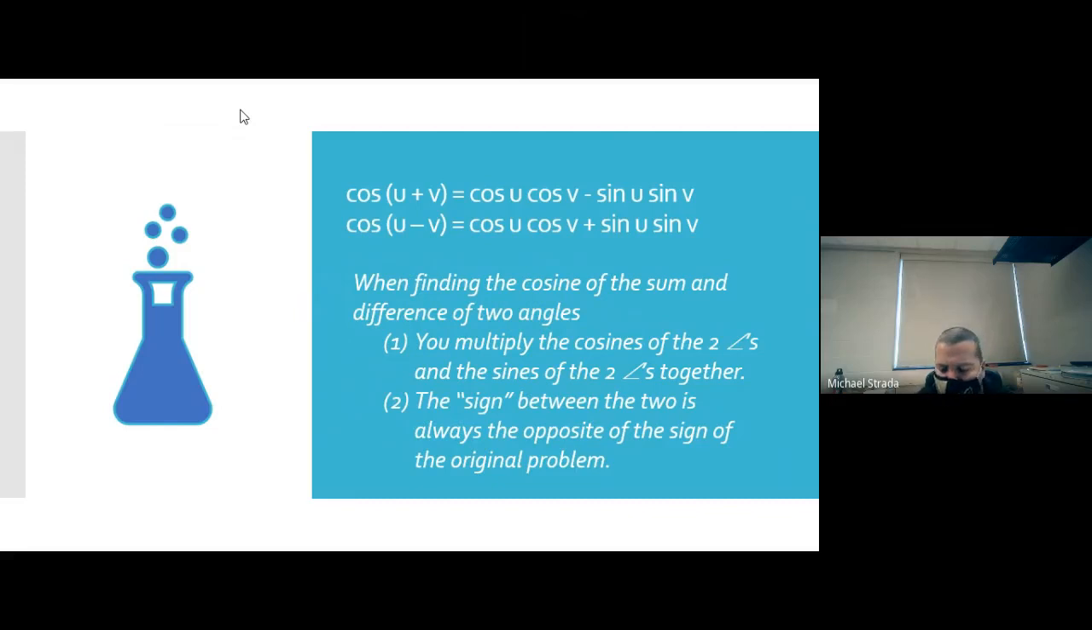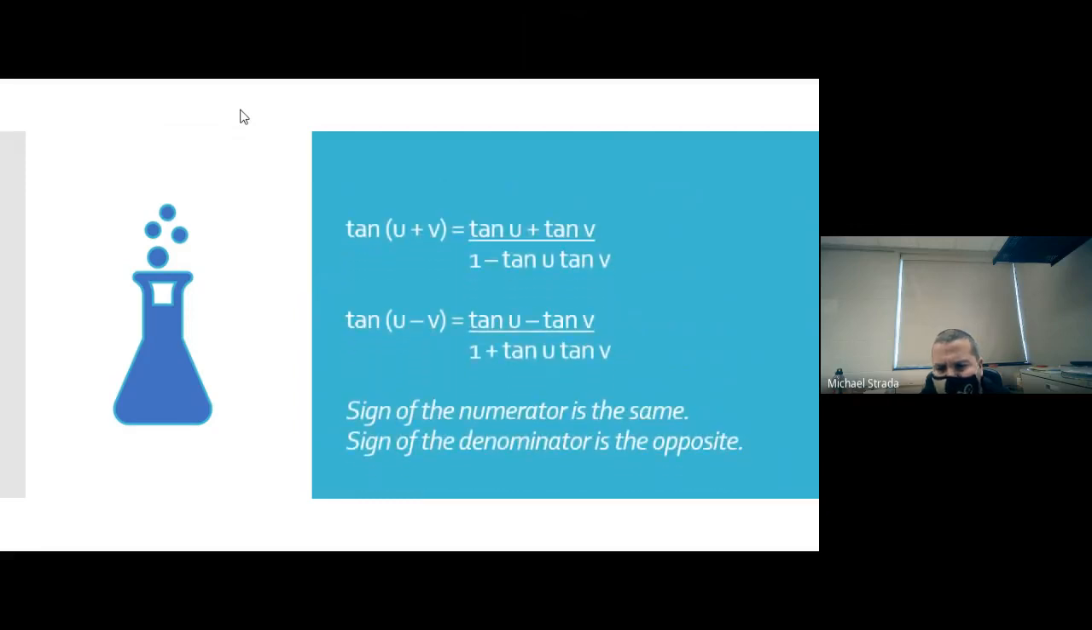All right, and then the two trickiest to do because they're complex rational expressions. Tangent of u plus v equals tangent u plus tangent v over 1 minus tangent u tangent v. Tangent of u minus v is tangent u minus tangent v over 1 plus tangent u tangent v. The sign of the numerator is the same as the original problem. The sign of the denominator is the opposite.